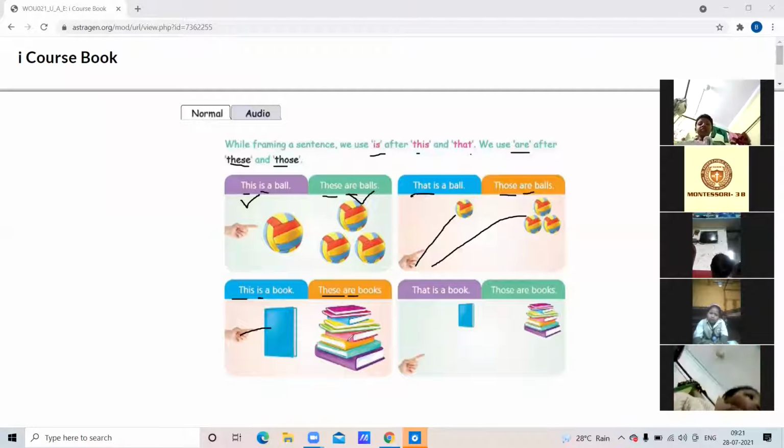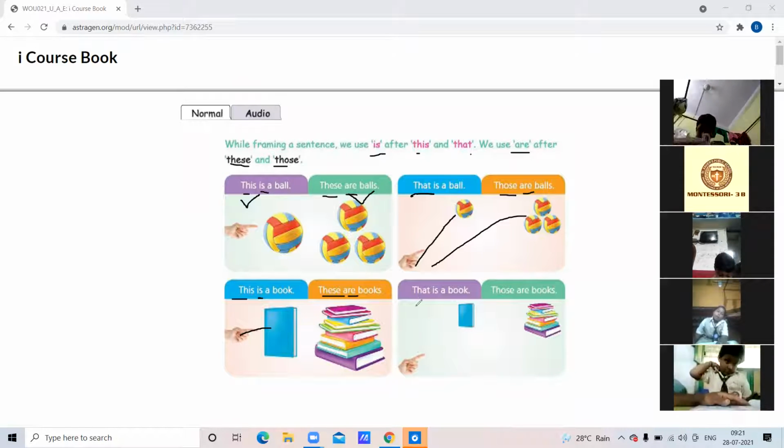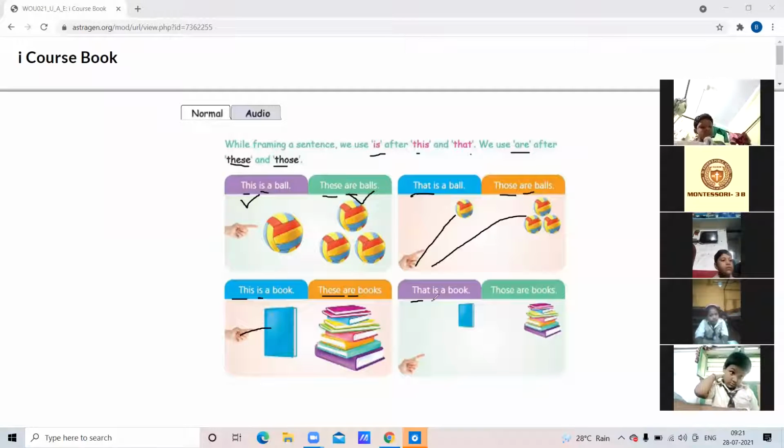These are books. Now, the book which is far away from us, but it is only one. What will we use? That is, because it is far, so we will use that. That is a book. Because it is only one, we will use is. And the books which are many but far away from us, what will we use? Those, and are. Those are books. Okay, children? Did all of you understand this?